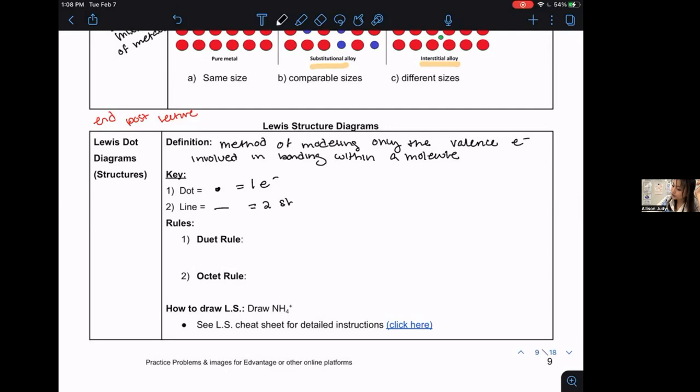So something you should know, Lewis structures are the most useful for illustrating covalent bonds or covalently bonded molecules.